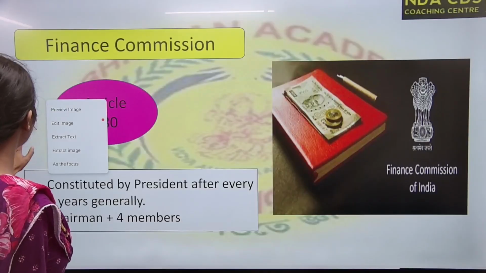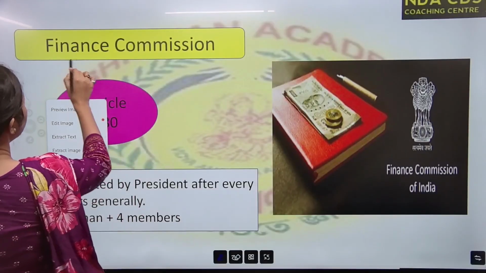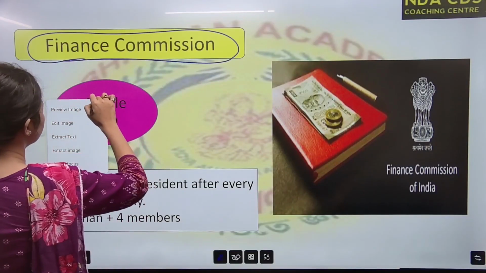Then here comes a very important body, that is our Finance Commission.